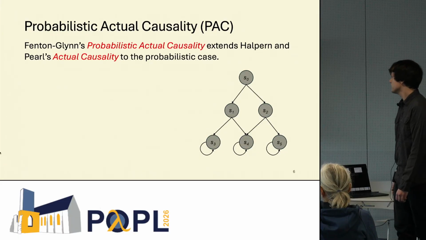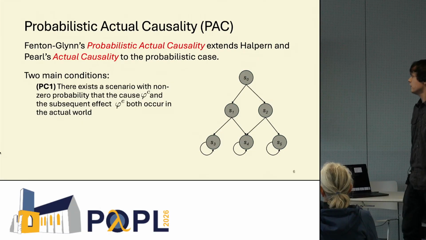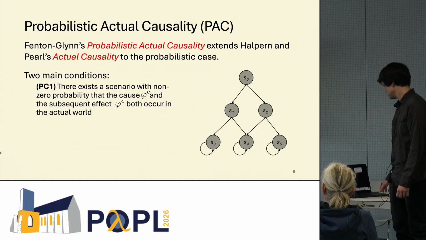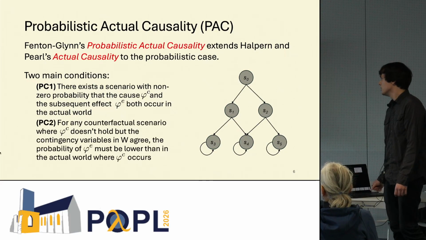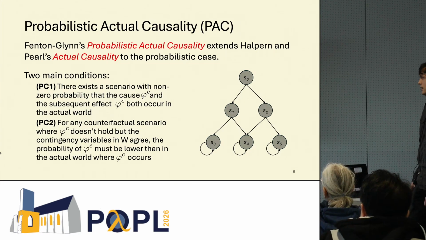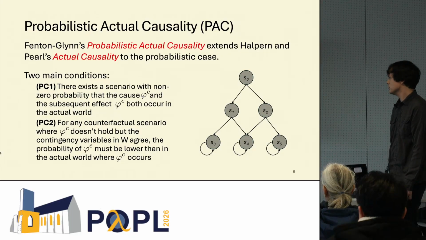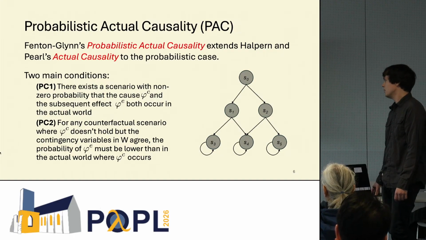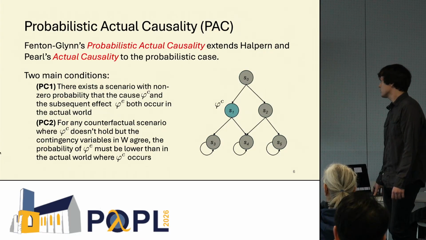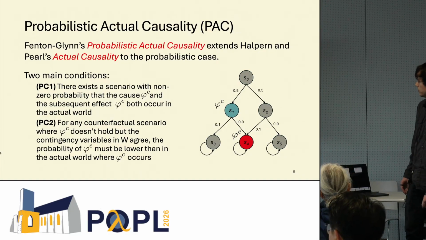Probabilistic actual causality specifically calls for two different constraints, first of which is rather intuitive, and that's simply that there is a scenario that occurs where the cause occurs and then afterwards the effect occurs, and that's going to be considered the actual world. And the second constraint is a little more complicated, but it says that for any counterfactual scenario where the cause does not occur, but the effect does, and all variables within the contingency W agree between the two, the probability of the counterfactual world must be strictly lower than that of the actual world. For example, if we were to select this state as our cause and this state as our effect, it would take a distribution something like this in order to make PC2 hold.